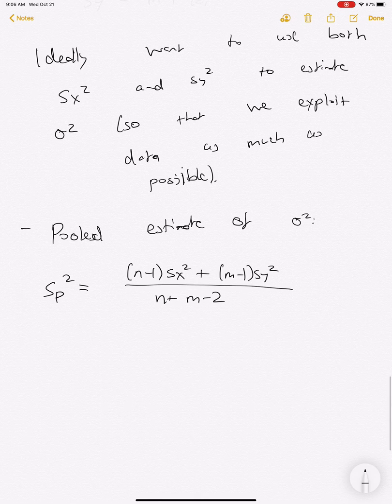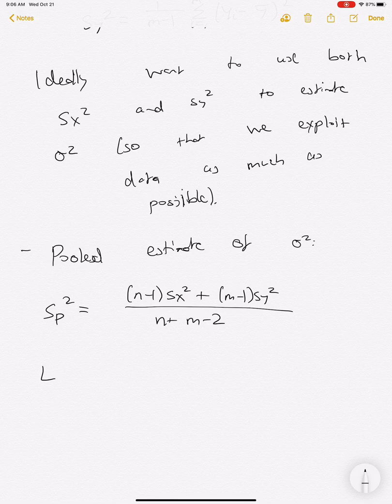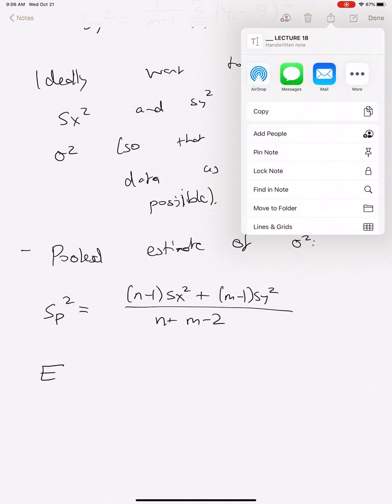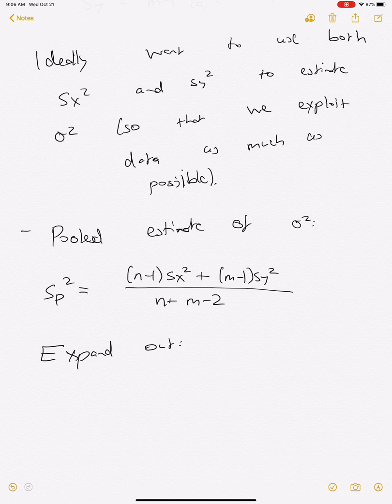So you can write it out fully. So we know that, okay, if we expand out, then what we notice is that sx squared we know is 1 over n minus 1.